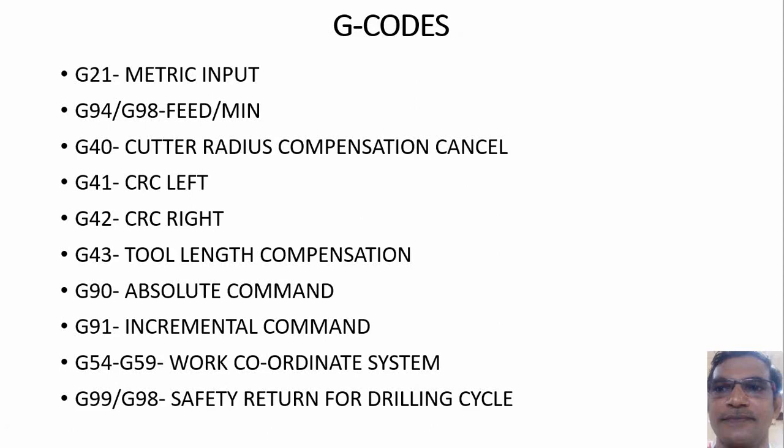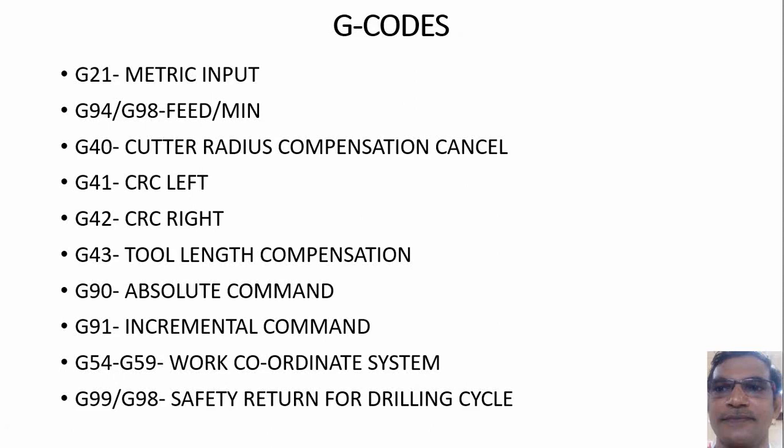G90 is absolute command, G91 is incremental command, and G54 to G59 are the 6 work coordinate systems in the milling operation. Why? Because at a time we can accommodate 6 components on the milling table to save time.